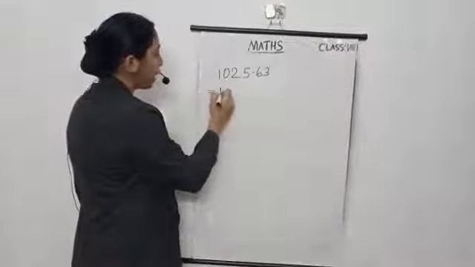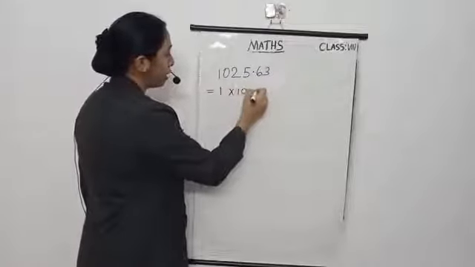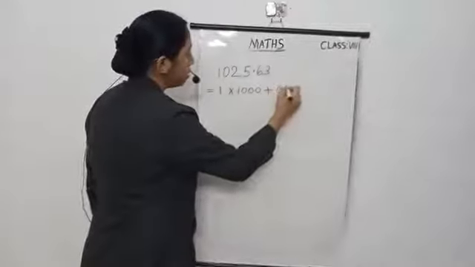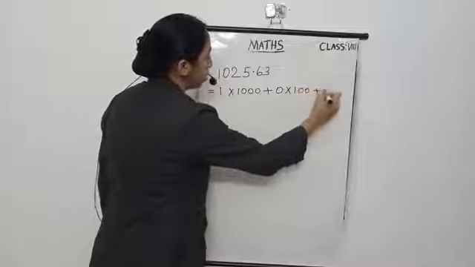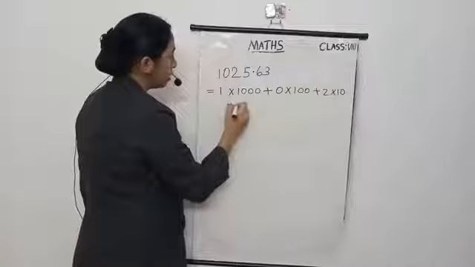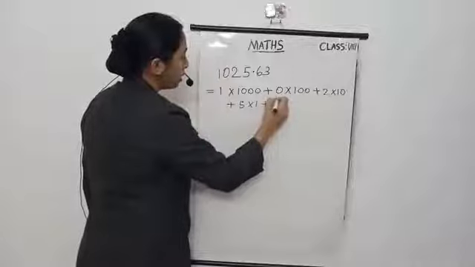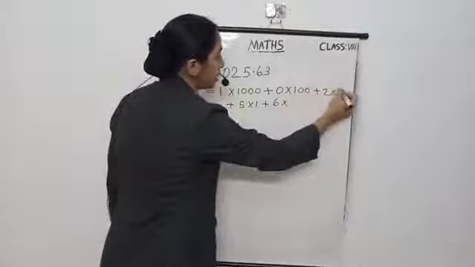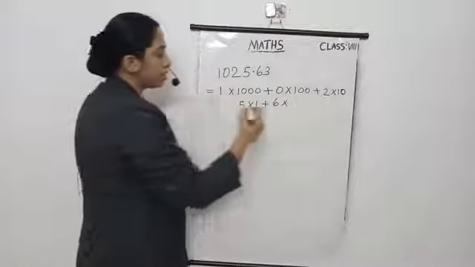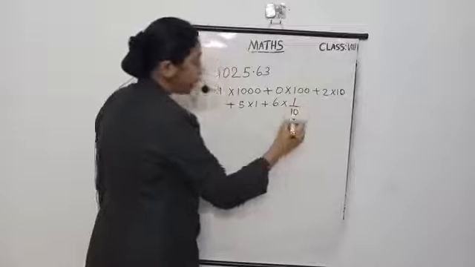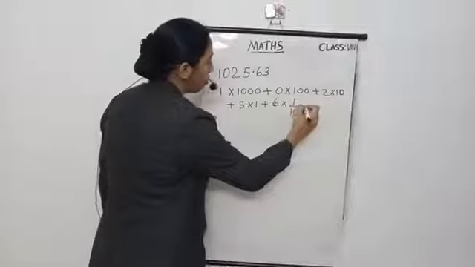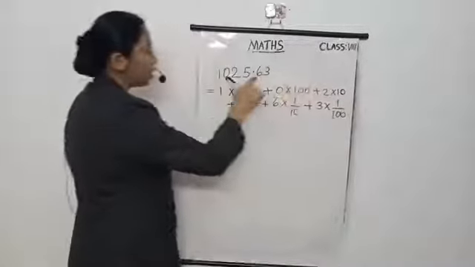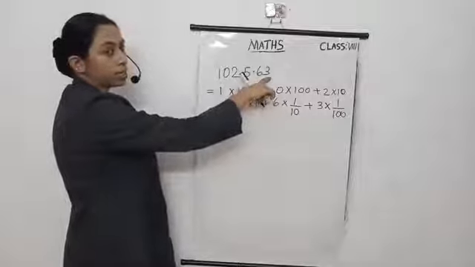So first expand this: 1 into 1000, 1 is at the place of thousands, plus 0 into 100 plus 2 into 10 plus 5 into 1 plus 6 into the tenth place after the decimal. Tenth place is represented by 1 by 10. Do you remember? I think all of you know. Plus 3 into 1 by 100. This is the tenth place, this is the hundredth place.